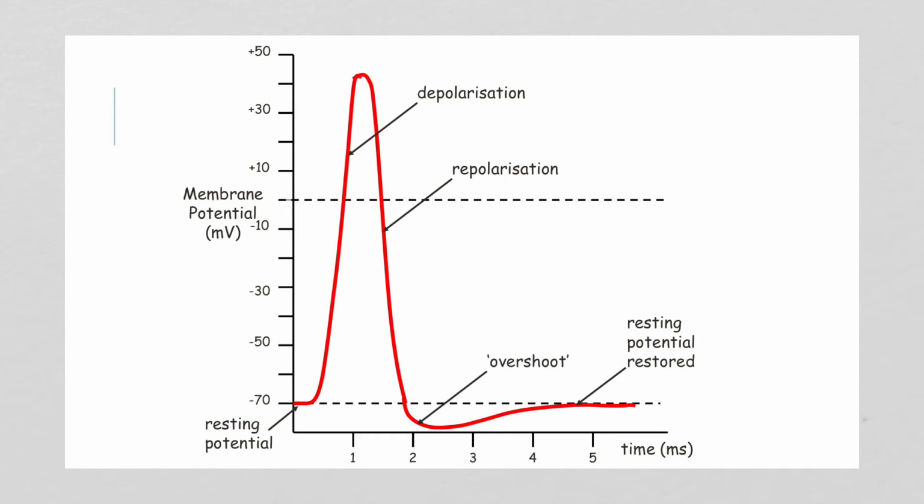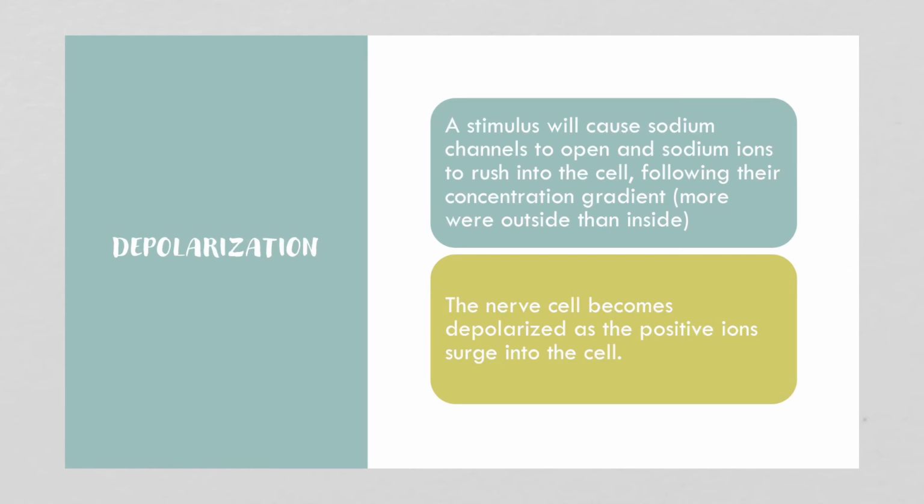We're receiving stimuli all the time, but not every stimulus leads to an action potential. Sometimes not enough of the stimulus has occurred to cause enough depolarization to send a signal. So, depolarization. The stimulus causes some sodium channels to open. Sodium ions start rushing into the cell, following their concentration gradient. Remember, there were more outside than inside. Then the nerve cell becomes depolarized as the positive ions start surging in. So it goes from negative 70 and will rise quite dramatically.